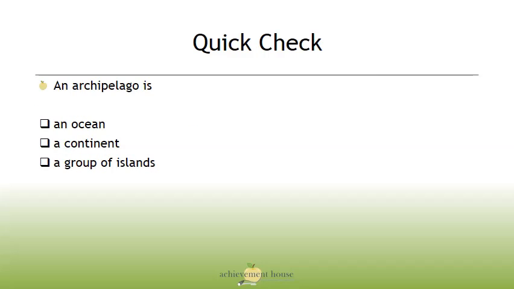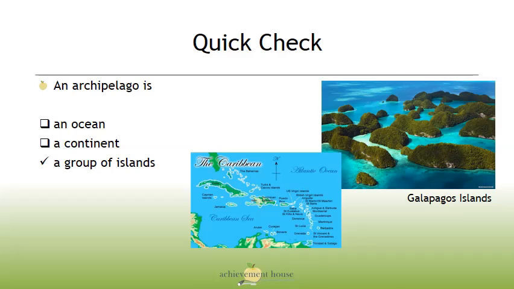Let's do a quick check. An archipelago is an ocean, a continent, a group of islands. If you said group of islands, you'd be correct. Remember, the Caribbean is an archipelago, as well as the Galapagos Islands.